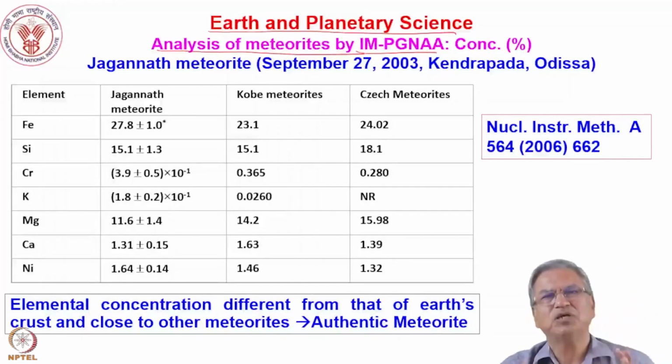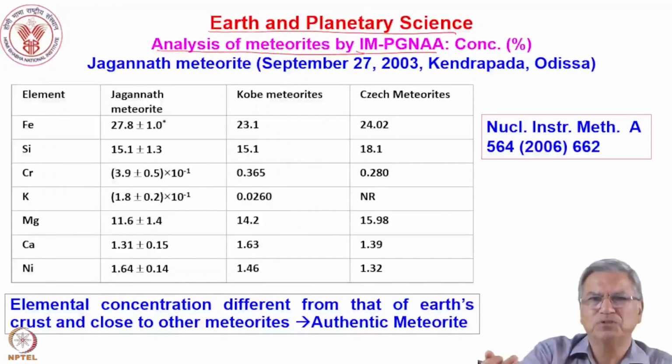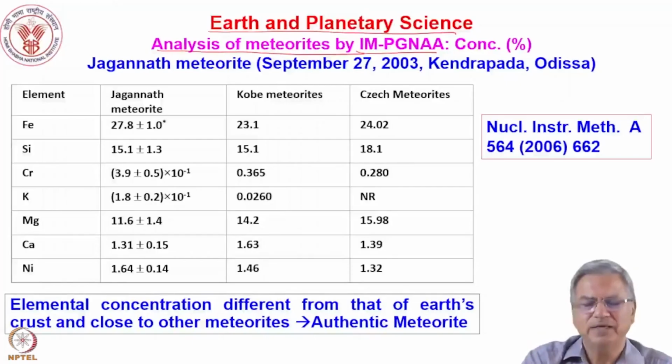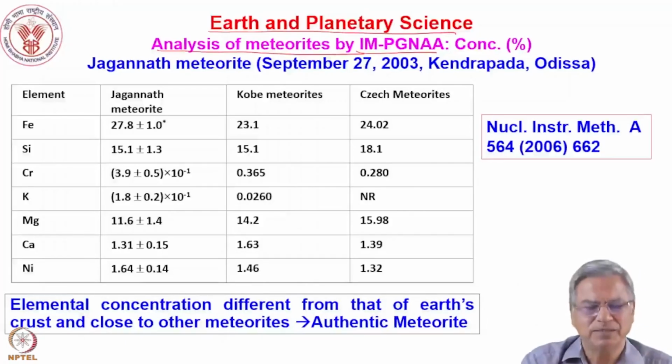Suppose you have a big chunk of meteorite. So in prompt gamma, as I mentioned, the neutron beam is out of the reactor building, the reactor hall, and then you can expose the entire sample to the neutrons, and then the gamma rays are detected by the detector.